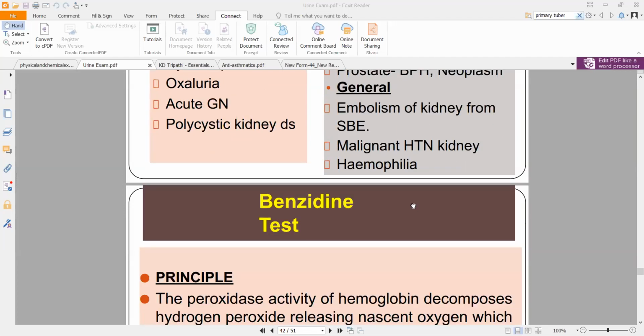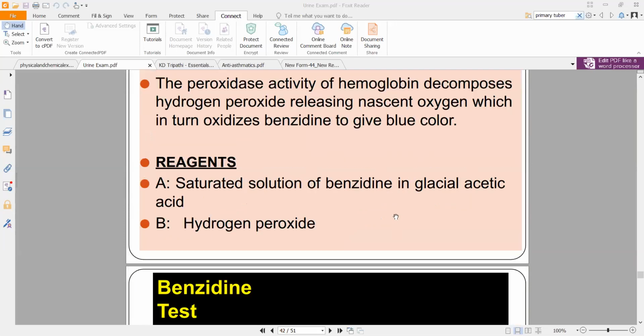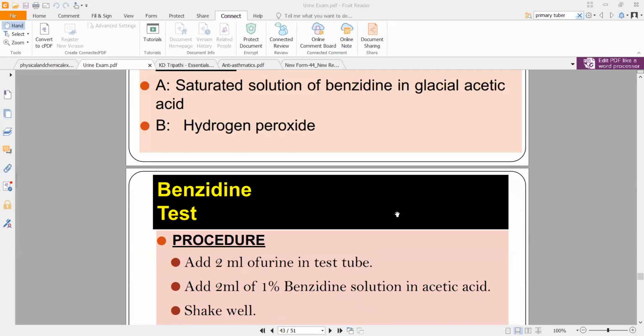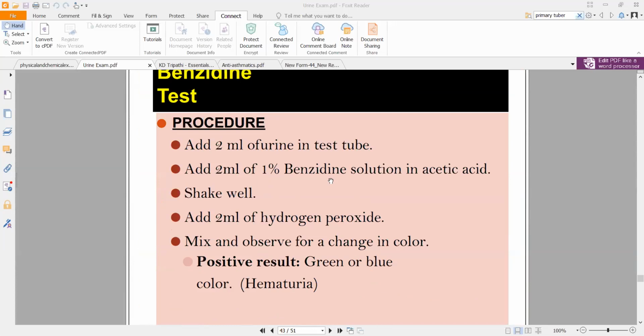So generally causes will follow your test, right? At least diagnosis will follow your test in that sense, right? Now those are the reagents, basically hydrogen peroxide and saturated benzidine. Glacial acetic acid or acetic acid. Glacial acetic acid is basically 60% acetic acid. All right, we call it glacial acetic acid.